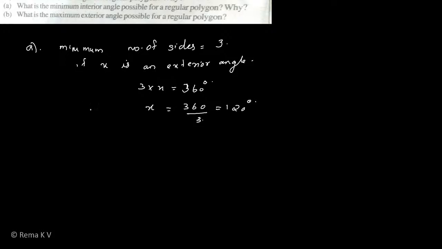Question is, what is the minimum interior angle possible? And we took this x as an exterior angle. Therefore, interior angle is equal to 180 minus 120, which is equal to 60. So the minimum measure of an interior angle possible is 60 degree.